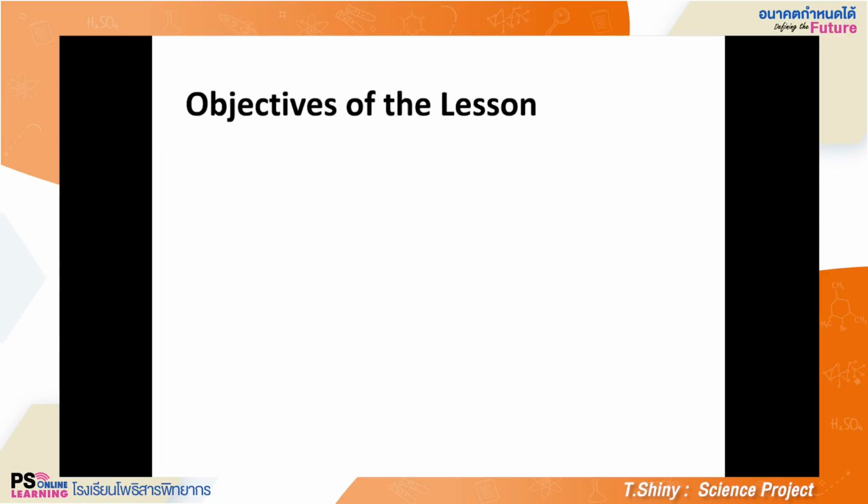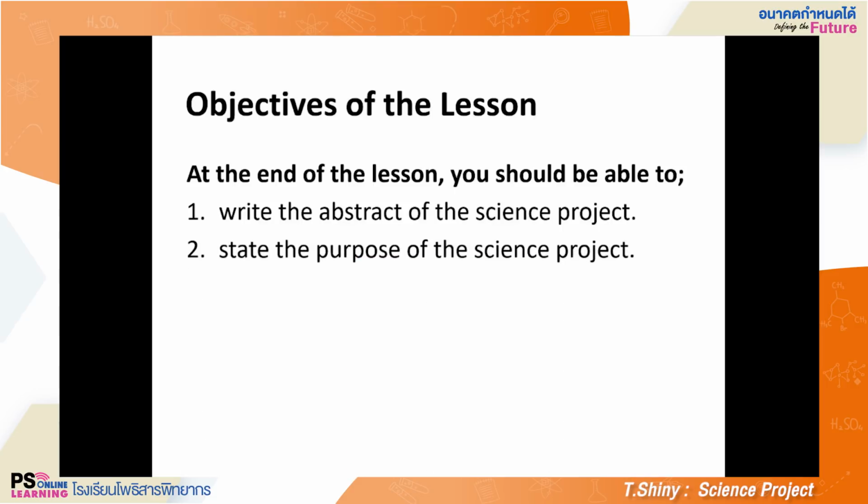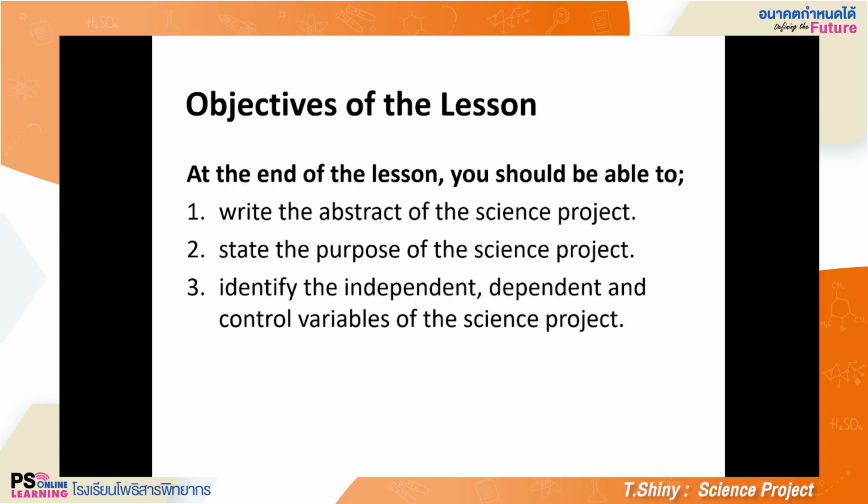Before we start with the lesson, what are the objectives of the lesson? At the end of the lesson, you should be able to, number 1, write the abstract of the science project. Number 2, state the purpose of the science project. And number 3, identify the independent, dependent, and control variables of the science project. These are the objectives of the lesson, which are expected from you at the end of this lesson.